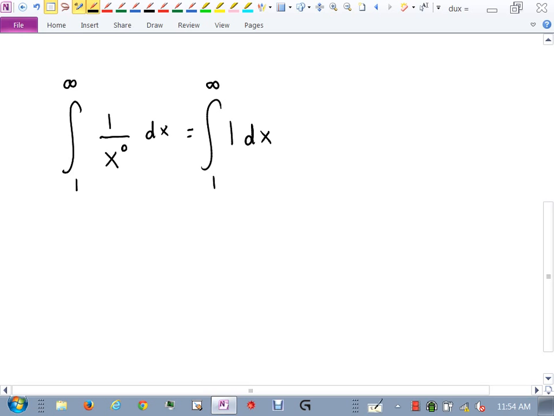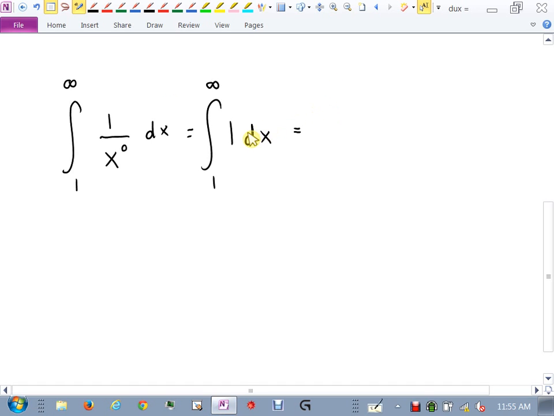What do you think that's going to be? You have a constant 1 function, right? Forever. That area is infinite, right? Nothing is getting smaller. It's just staying. So this is going to be infinite for sure. This diverges. You could also have used that one rule.